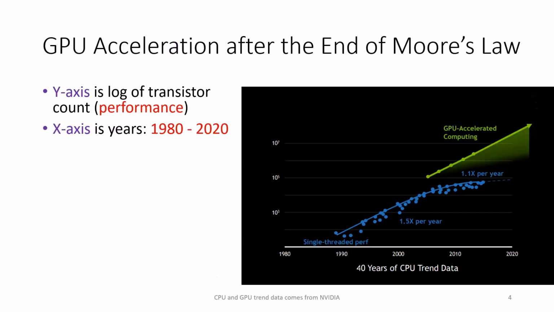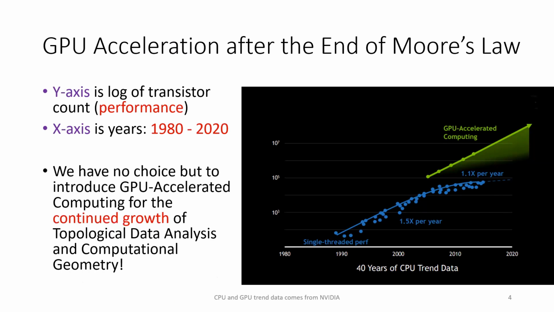This figure shows two groups of computing performance over 40 years, from 1980 to 2020. The blue dots and curve represent the CPU performance, which follows Moore's law. It shows that the CPU performance doubles every 1.5 years. However, the performance growth has almost stopped recently. The green curve represents the GPU performance starting in 2007, and its growth momentum is still strong. You have no choice but to introduce GPU accelerated computing for the continued growth of TDA and computational geometry for the future.